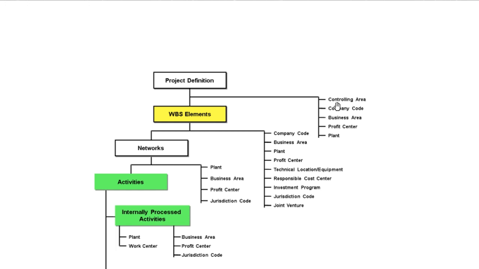Okay, so for whatever company code you create the project definition, the WBS elements will be created for the same company code. And for the same company code, the networks are created from the WBS elements. So a project definition cannot have multiple company codes and multiple controlling areas.